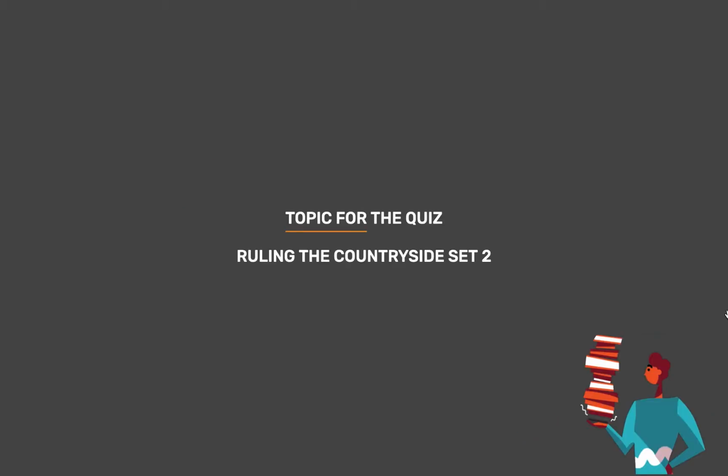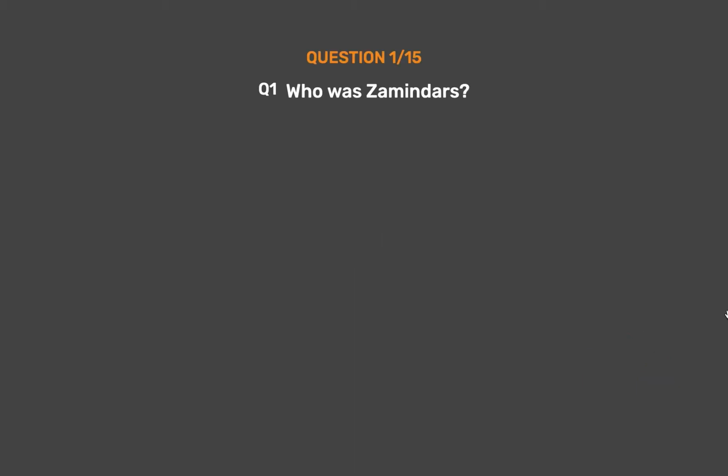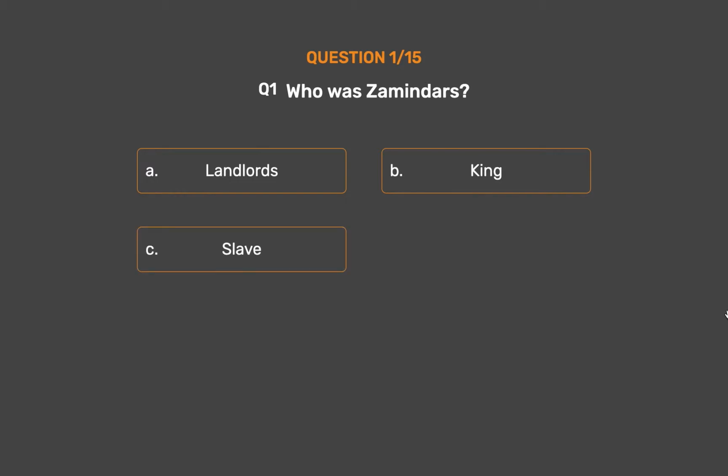Topic for today's quiz is Ruling the Countryside Set 2. Question number 1. Who was zamindars? Option A. Landlords. Option B. King. Option C. Slave. Option D. All of these.